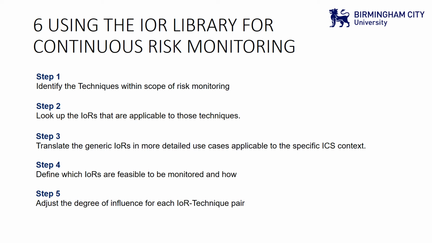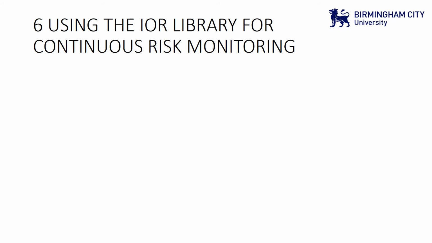And finally, we adjust the degree of influence of each indicator of risk-technique pair, which is an indication of the conditional probability between the observation of the indicator of risk and the probability that the technique is or will be executed. For example, in our continuous risk assessment approach, we base our work on Bayesian networks, for which we use the indicator of risk library to build a Bayesian network template.